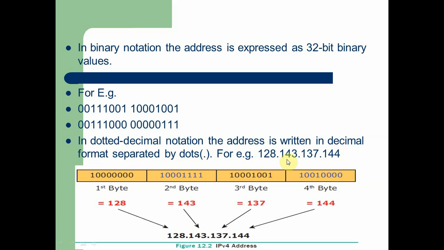For example, here you can see 128.143.137.144 is a dotted decimal notation in IPv4, where each number consists of 8 bits. So 8 plus 8 is 16, and 16 plus 16 is 32. So 4 bytes of memory are allocated for each and every IPv4 address. From this diagram itself, we can understand how the 32-bit IPv4 addressing method is used.